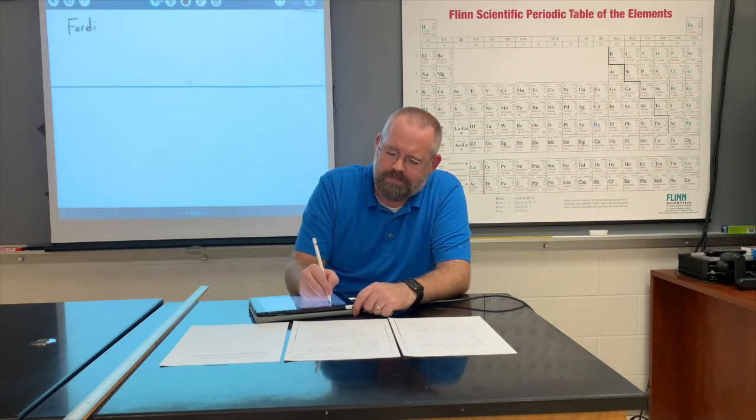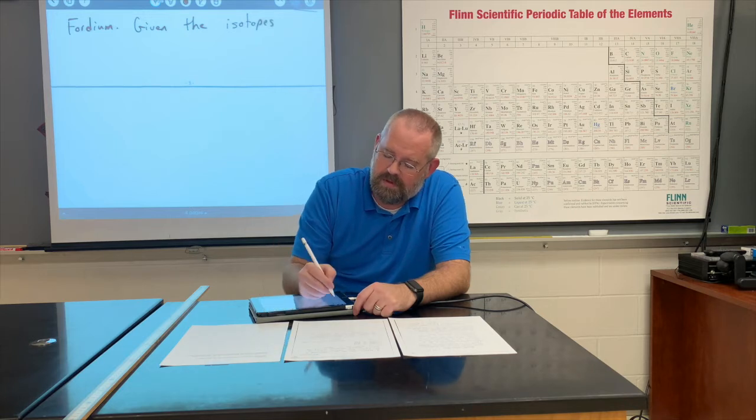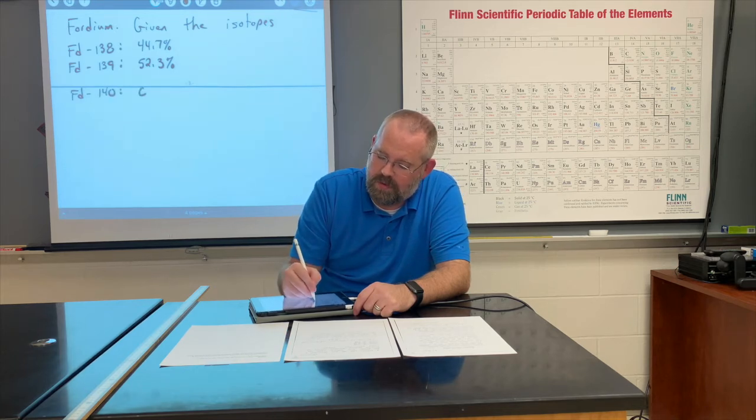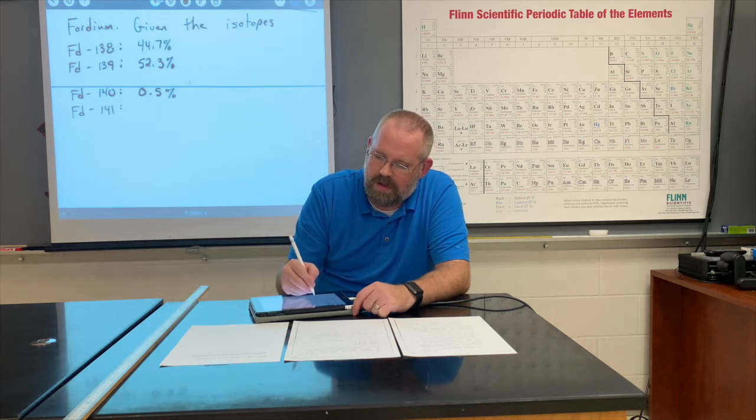Let's make up an element. A research team just discovered a new element, and it was called fortium. And they discovered the following isotopes. Fortium-138 has an abundance of 44.7%. Fortium-139 has 52.3%. Fortium-140 has 0.5%, and fortium-141 has 2.5%. And we're just going to do those same calculations.